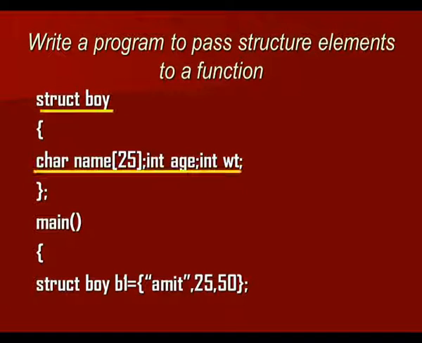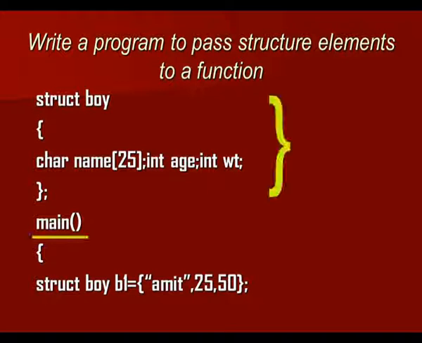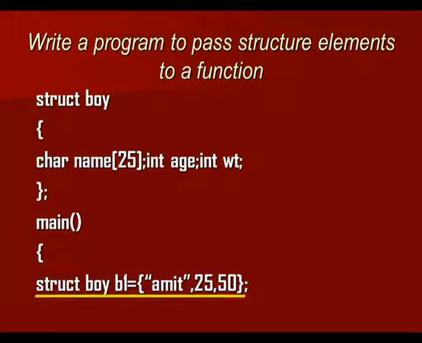to a function. So first we have declared a structure. The structure tag is boy. It is having three variables, two of type integer, one of type string. No variables have been declared for the structure as yet, only the declaration of the body of the structure is given, and it is declared outside the main function, so it is global in nature.